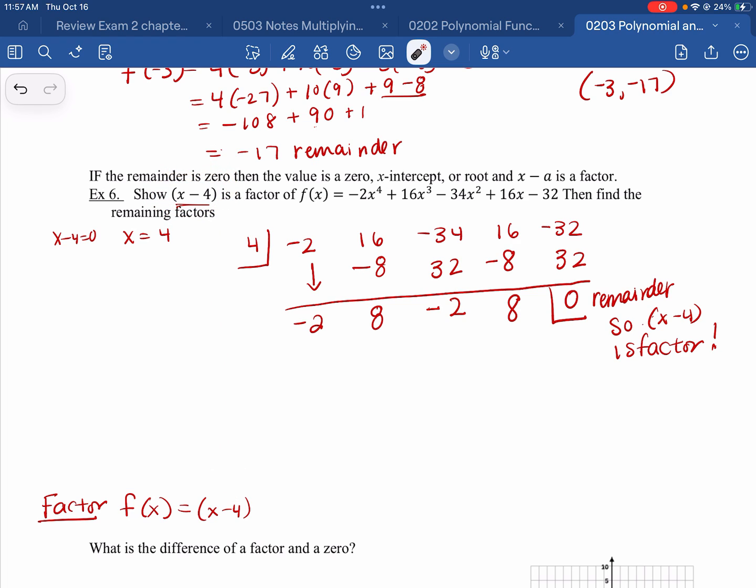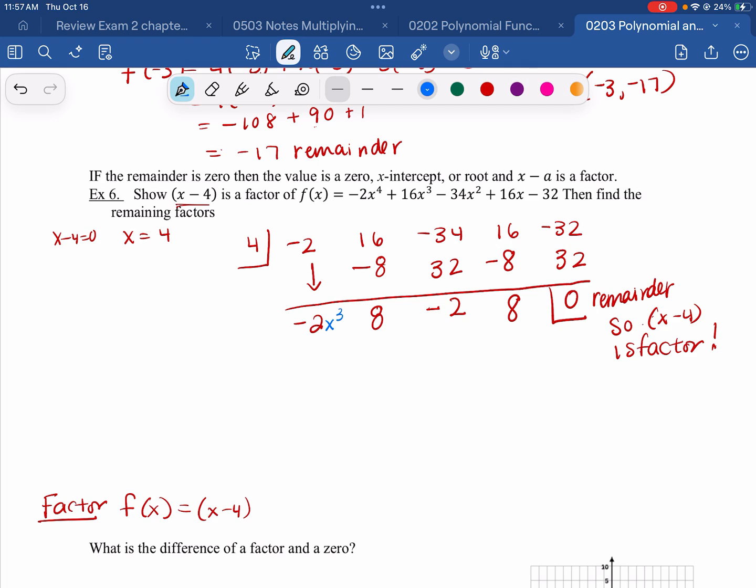Okay. Let's write this part. This is my quotient. What do I now have? It was a power of 4, so this is going to be 2x cubed, then x squared, go down, x, and your constant. Plus, and that one's a plus. So you have 2x cubed plus 8x squared minus 2x plus 8.